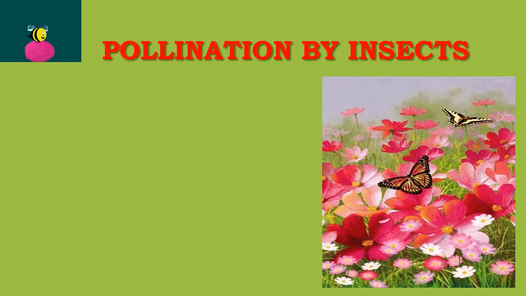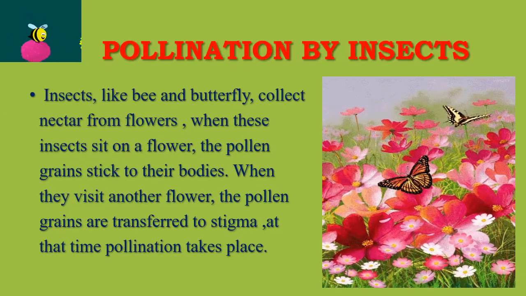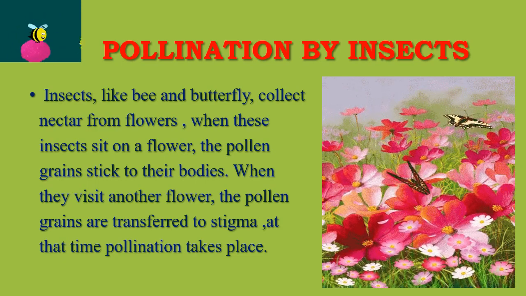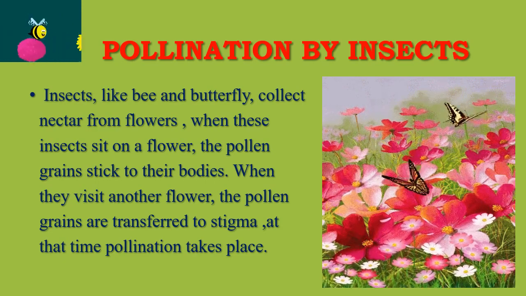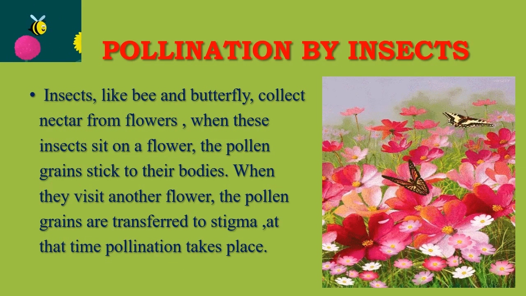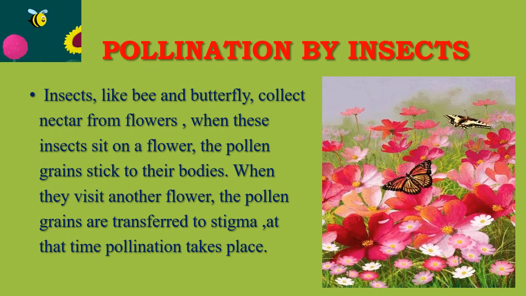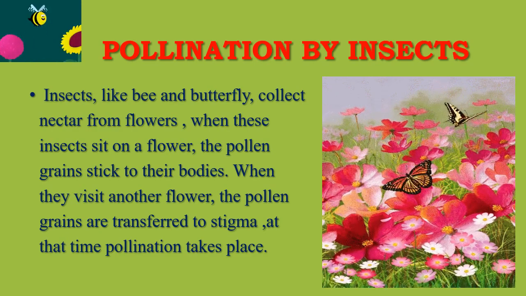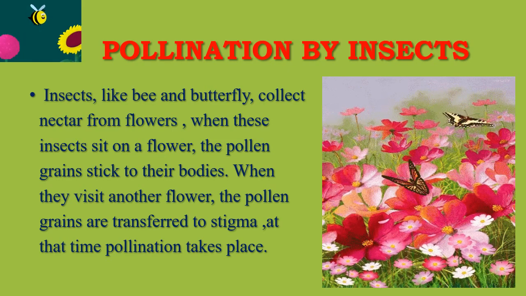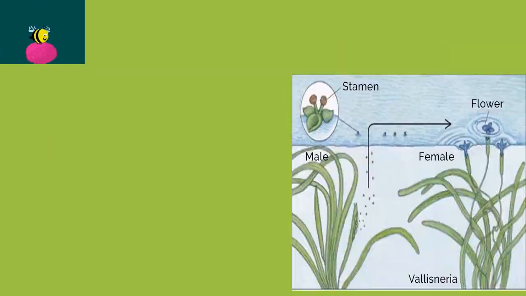Pollination by insects. Insects like bee and butterfly collect nectar from flowers. When these insects sit on a flower, the pollen grains stick to their bodies. When they visit another flower, the pollen grains are transferred to the stigma. At that time, pollination takes place.